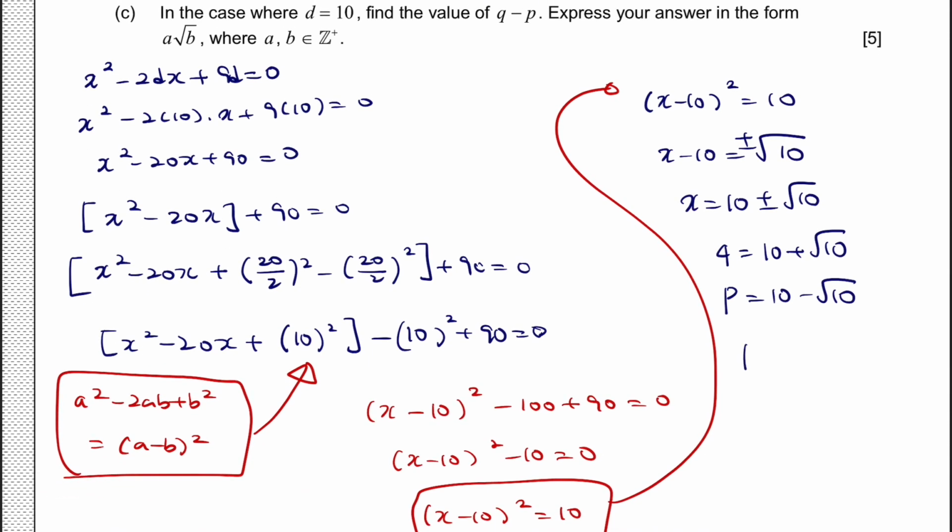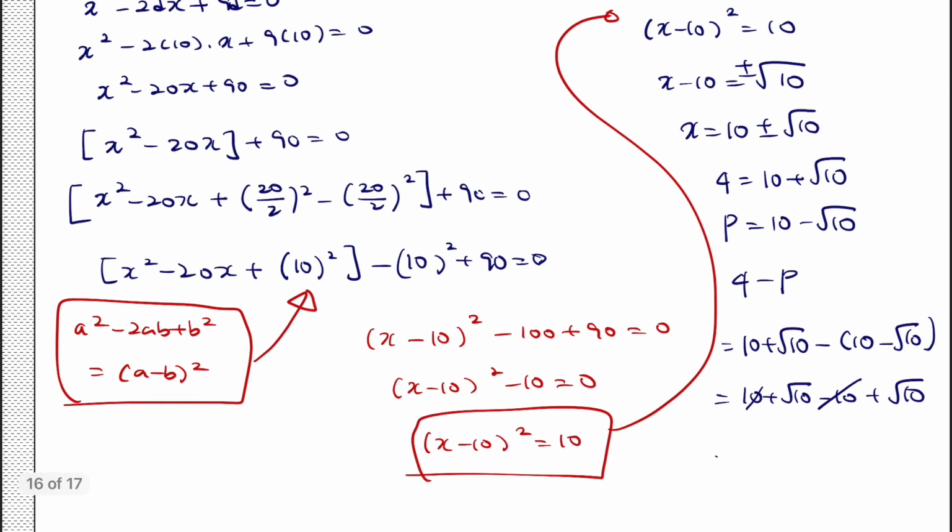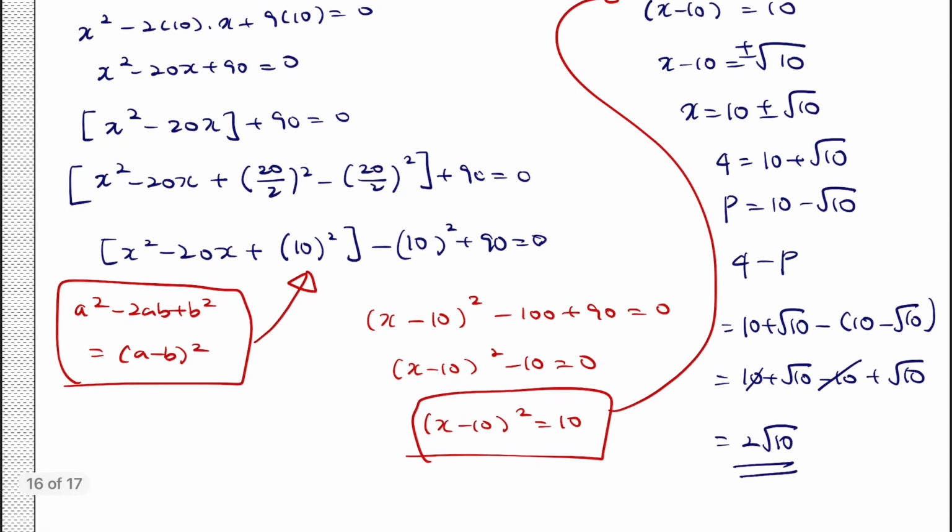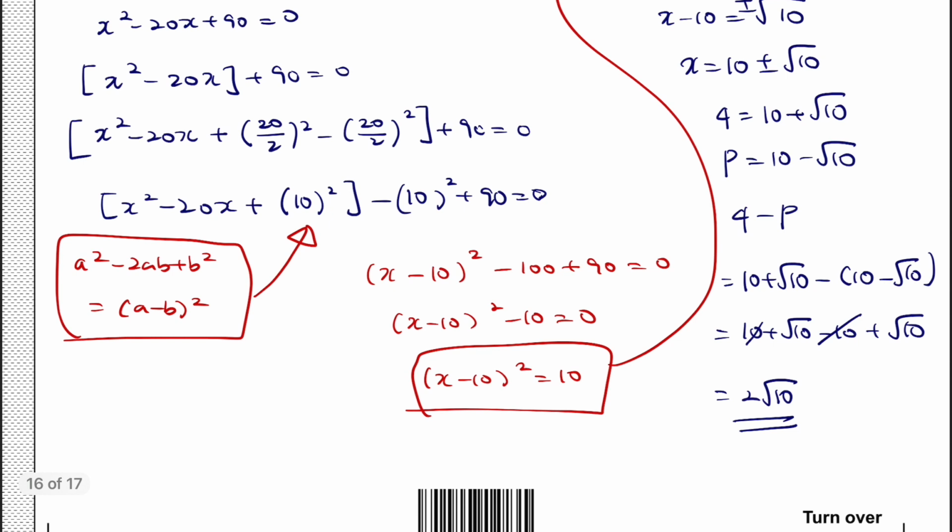Then q minus p is the same as 10 plus square root of 10 minus (10 minus square root of 10). This is the same as 10 plus square root of 10 minus 10 plus square root of 10. So we get 2 square root of 10 as our final value. So we can say that a is equal to 2 and b is equal to 10. So we have presented our answer in the form of 2 square root of 10.